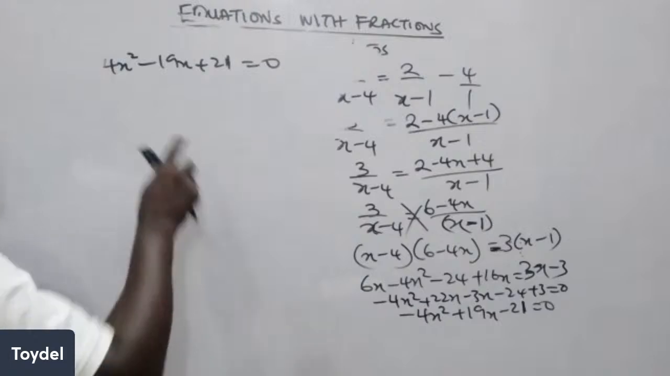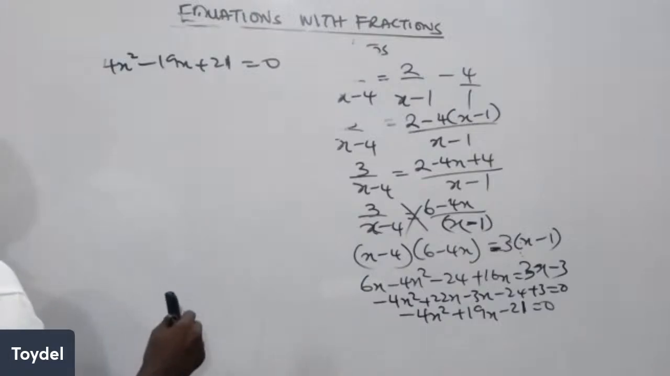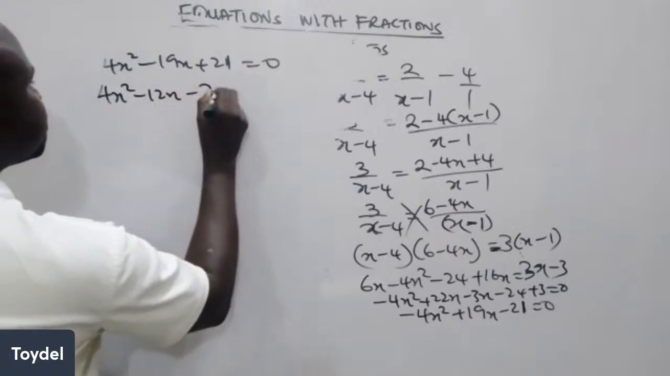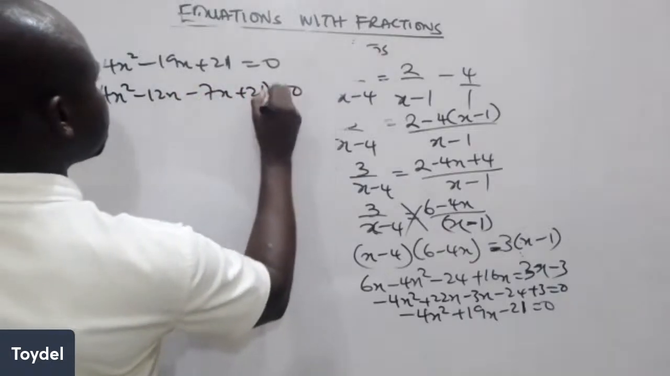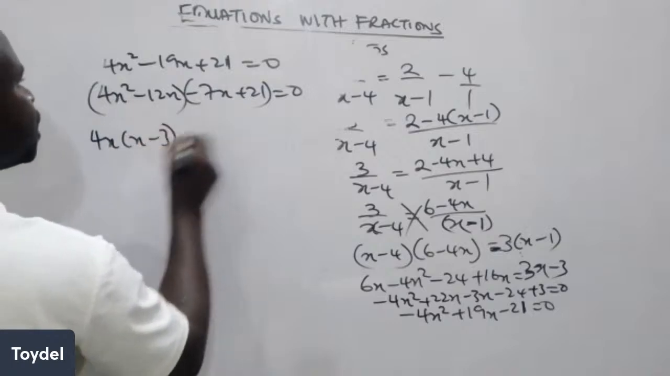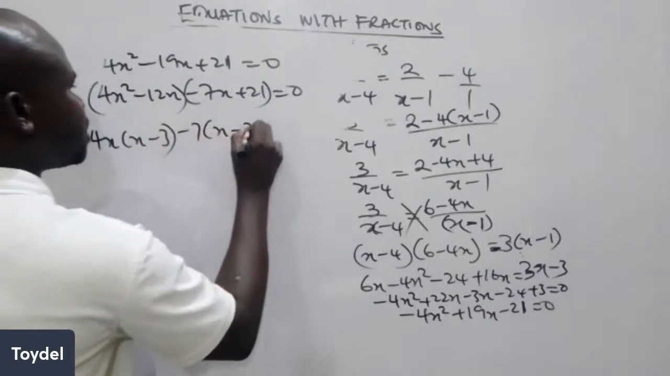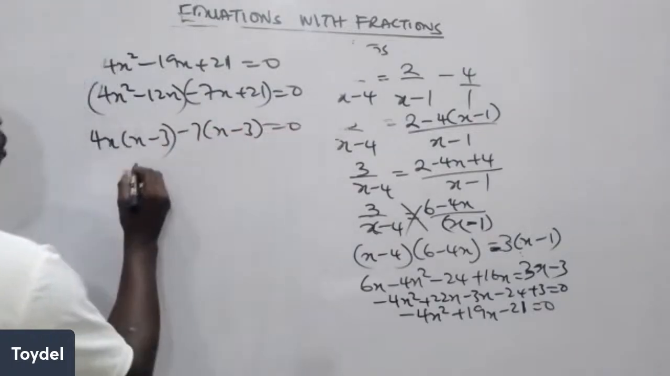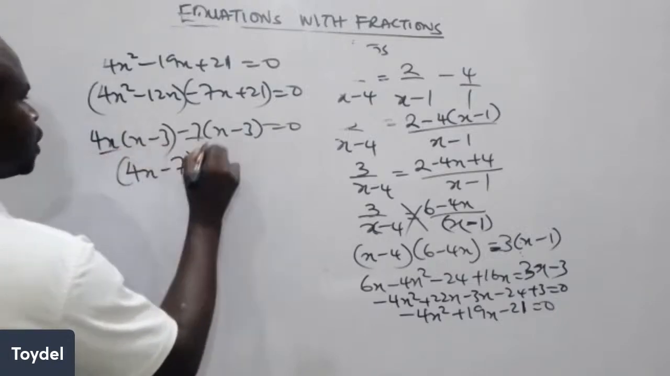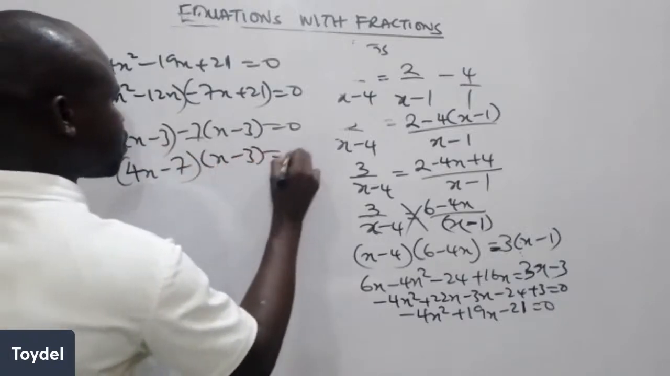What are the two factors of 84 that will give us 19? That will be 7 and 12. So I'm going to have 4x squared minus 12x minus 7x plus 21 equal to 0. So I do the grouping. 4x is common. I have x minus 3. The minus 7 is common. I have x minus 3 equal to 0. So I'm going to have 4x minus 7. I group these two together, into bracket x minus 3 equals 0.